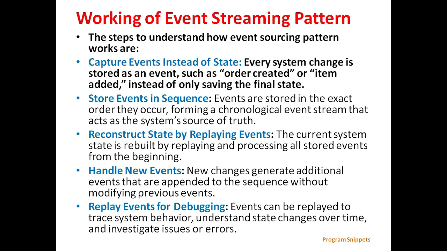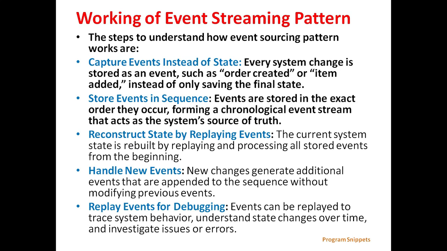The steps to understand how the event sourcing pattern works are: first is capture events instead of state. Here every system change is stored as an event, such as order created or item added, instead of only saving the final state. Then store events in sequence. Here events are stored in the exact order they occur. That forms a chronological event stream, which acts as the system's source of truth.